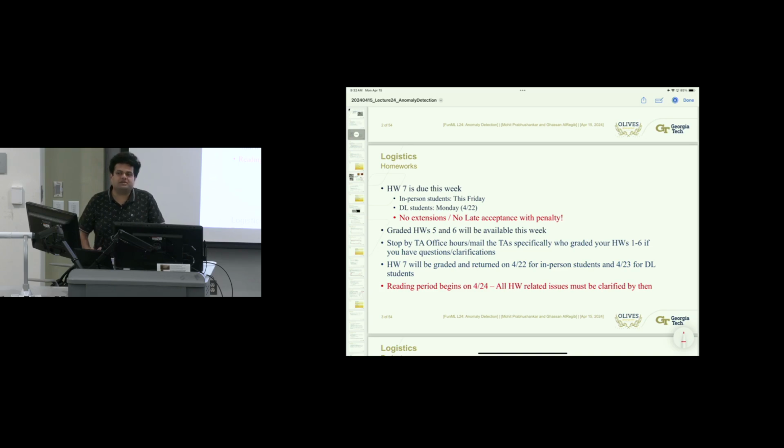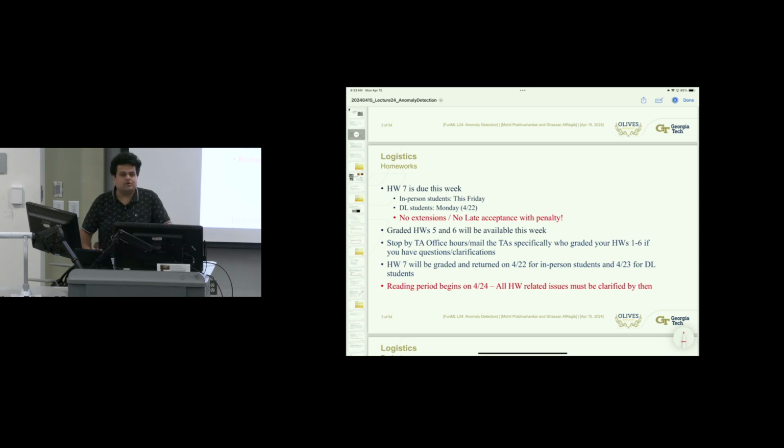The reason being that Georgia Tech has a very strict policy regarding the reading period itself. So we are supposed to give you back the graded homework number 7 before the reading period starts, which is, I believe, on Wednesday. So our goal currently is to make sure that all in-person students get back your homework number 7 on Monday. You submit it this Friday, and you'll be able to get it on Monday. And for distance learning students, if you submit it on Monday, hopefully you'll get it back on Tuesday itself.